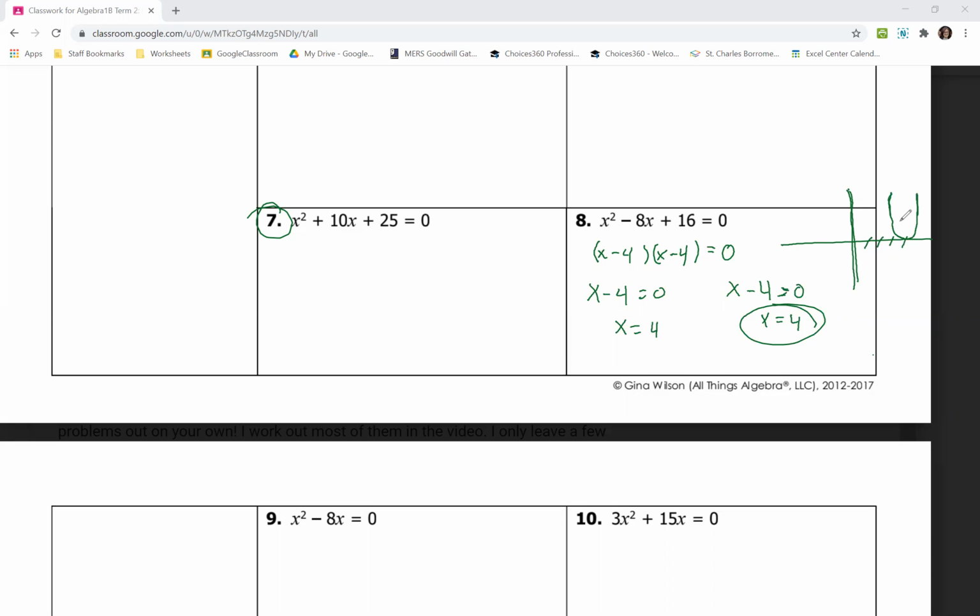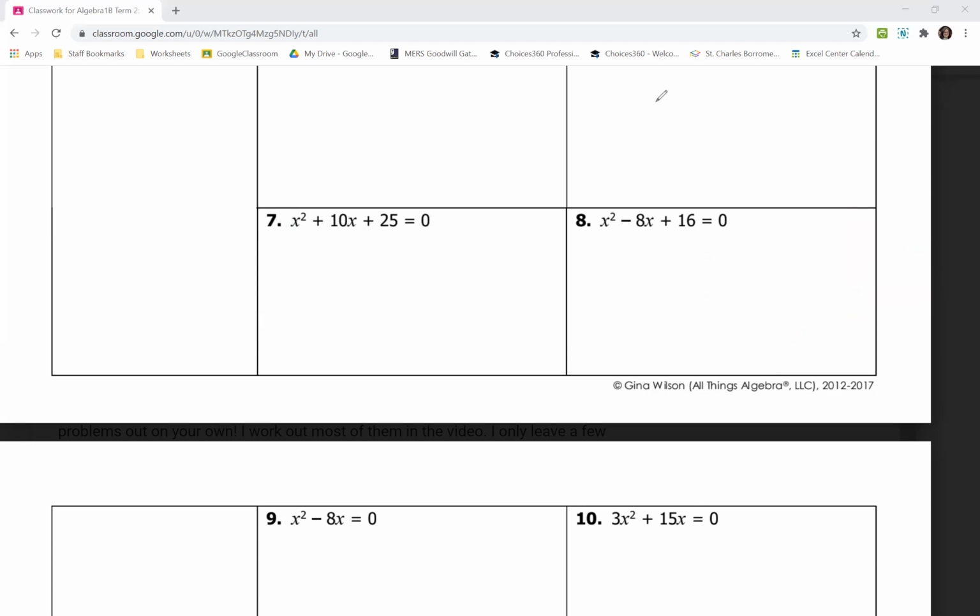Now, like I said, we're going to spend a day or two on graphing these, but not very much time. So I'm going to show you these rough sketch drawings every once in a while, just so that you start getting familiar with it. Okay, so let's move on.